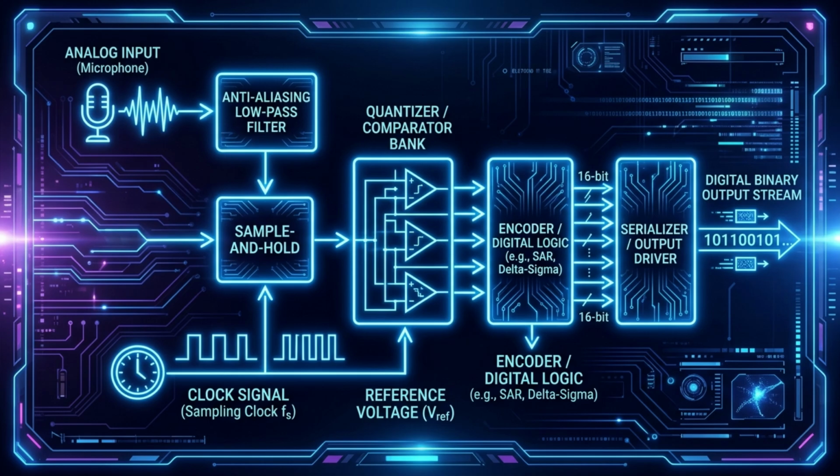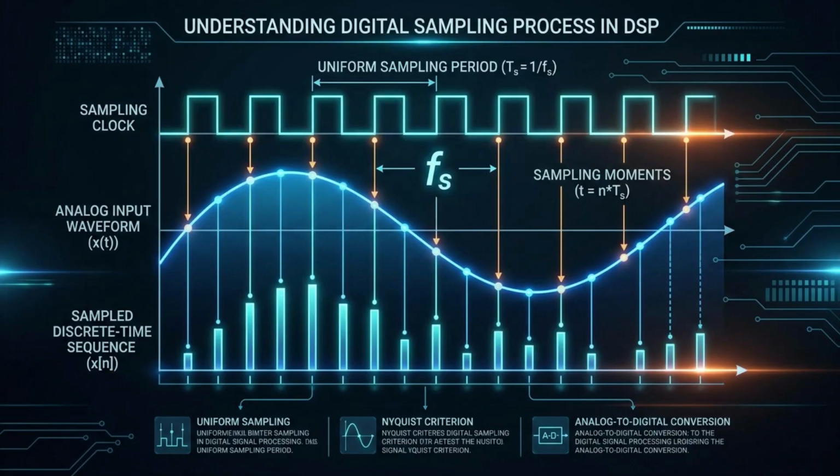In real electronic systems, sampling is performed using an analog-to-digital converter, or ADC. The ADC takes an input signal, measures its amplitude at fixed time intervals, and converts each value into a digital number. This process is controlled by a clock signal. The clock determines how often we take samples per second. This rate is called the sampling frequency, often written as Fs. The higher the sampling frequency, the more accurate our digital representation becomes. But sampling too slowly can create serious problems.